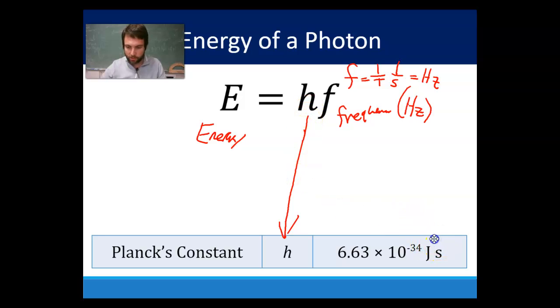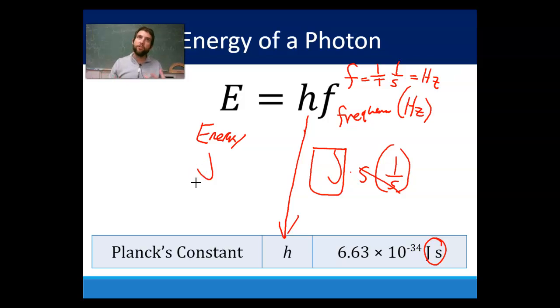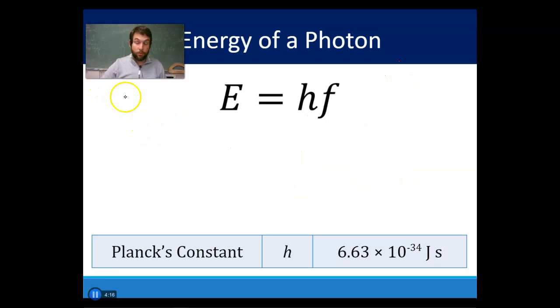So if we take h, which has units of joule seconds, and multiply that by an inverse second, our seconds will cancel out, and what we're left with is energy in joules. But we were looking at energy level diagrams, Bohr's model diagram, in electron volts. So what is an electron volt? An electron volt is the potential energy that an electron gains as it travels through a potential difference of 1 volt.